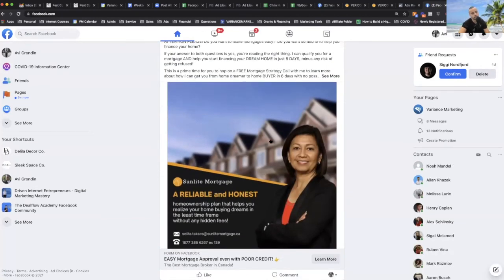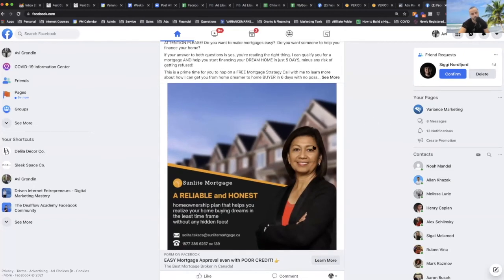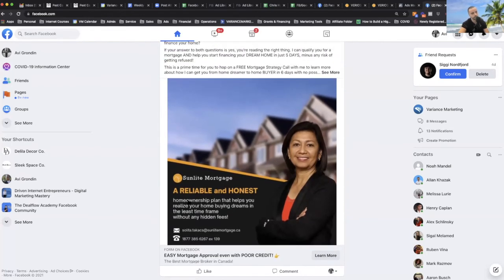It has like those semi-detached Thornhill style homes in the back. You want the homes in the back to match the localized homes in the place that you're advertising as well. So this one's like, look, a reliable and honest home ownership plan that helps you realize your home buying dreams in the least time frame without any hidden fees. Boom, it has her email and it has her phone number this time.